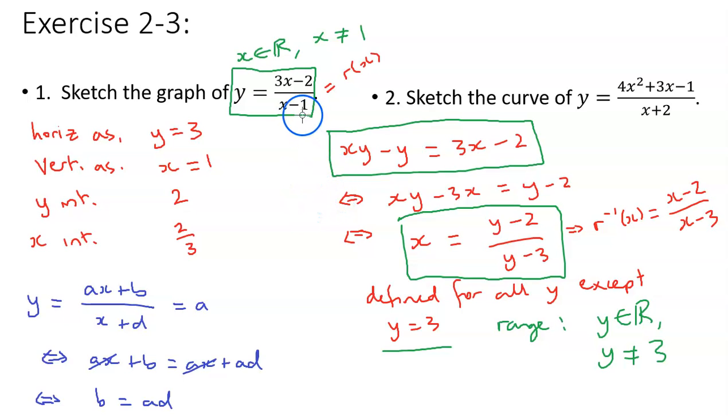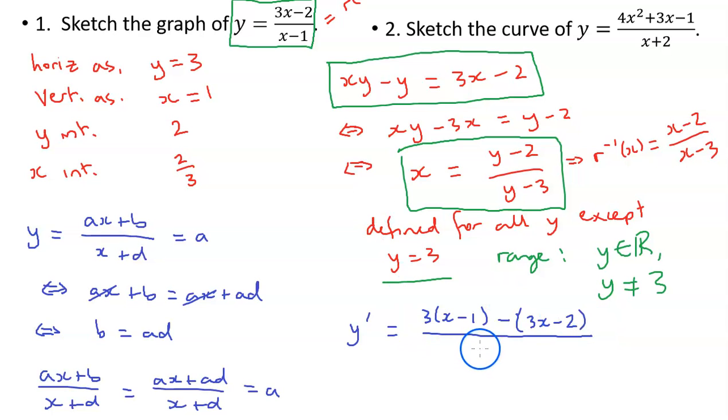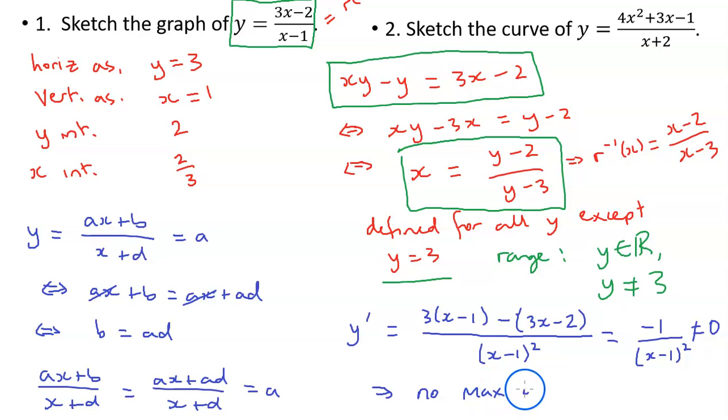I guess one more thing we can do is check whether it has a maximum or a minimum, so we can differentiate it. So y prime is equal to 3 times (x minus 1) minus, and then the one on the bottom differentiates to 1, so just minus (3x minus 2), divided by (x minus 1) squared, and that is just equal to negative 3 minus negative 2, so negative 1 divided by (x minus 1) squared, which doesn't equal 0 for any value of x. So there are no maximums or minimums. No max or min.